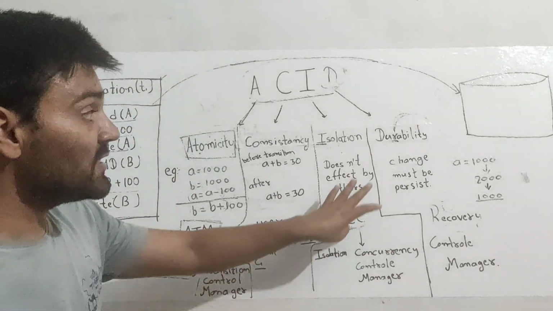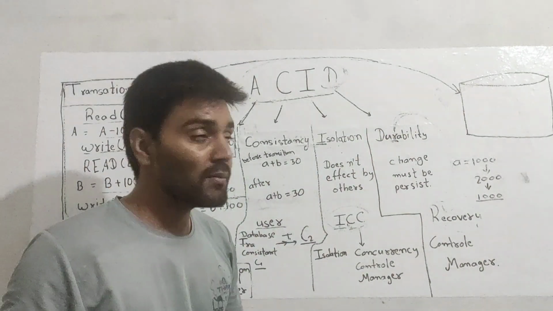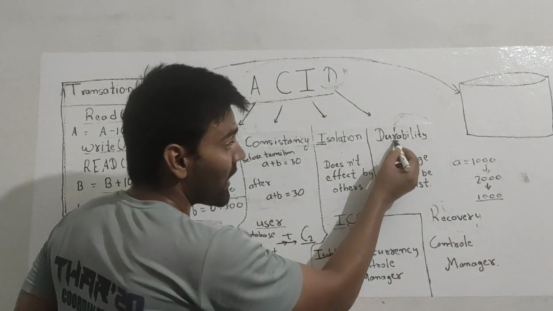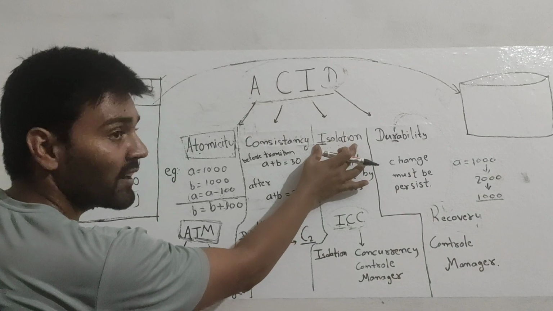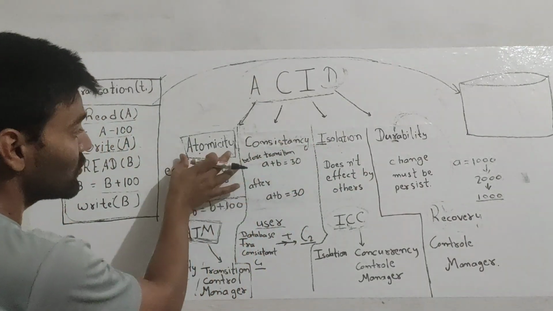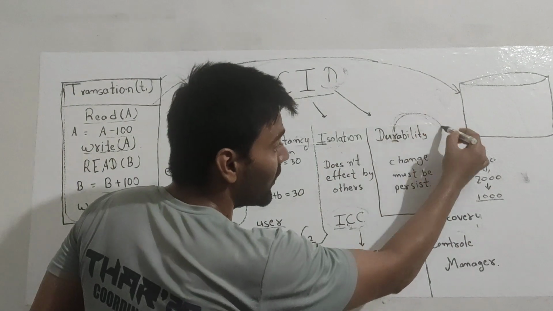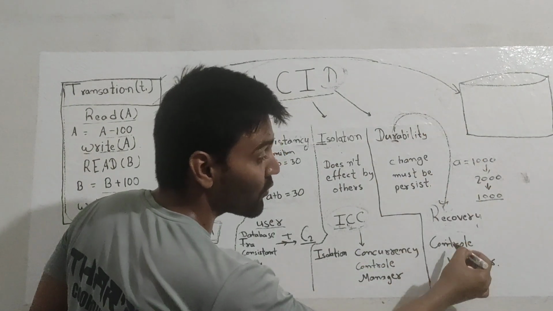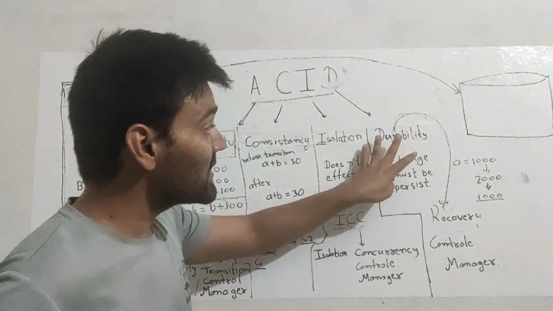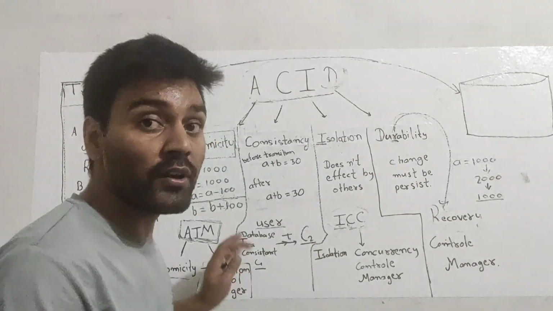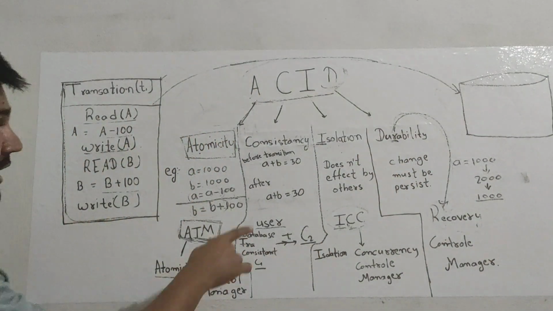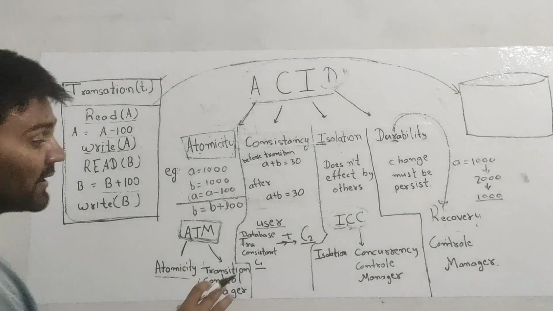Last is durability. You can remember this because there is an R in durability, there is no R in isolation, no R in consistency, and no R in atomicity. So R means recovery control manager will handle the durability property for a transaction. And finally, the consistency property is held by the user.